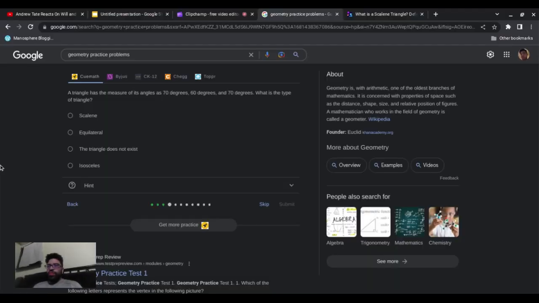So this question is pretty interesting in my opinion. A triangle has a measure of its angles as 70 degrees, 60 degrees, and 70 degrees. What is this type of triangle? Is it a scaling triangle, equilateral triangle, a triangle that does not exist, or an isosceles triangle?